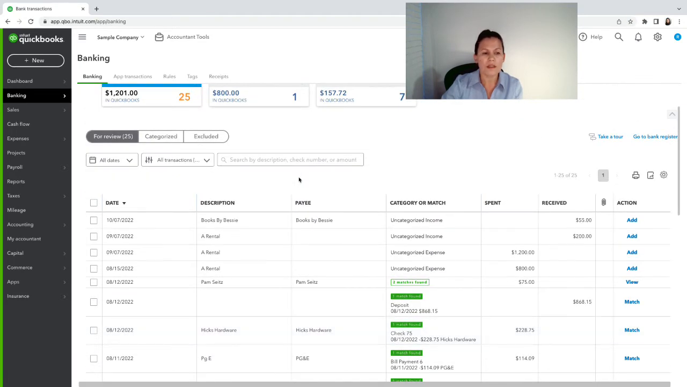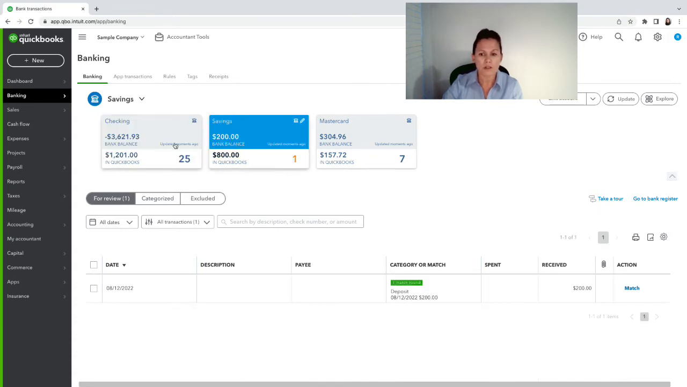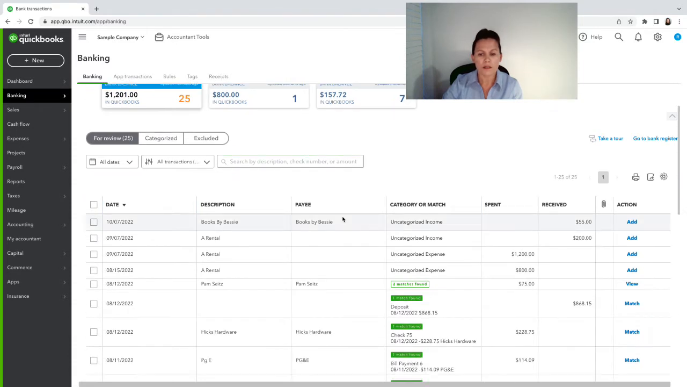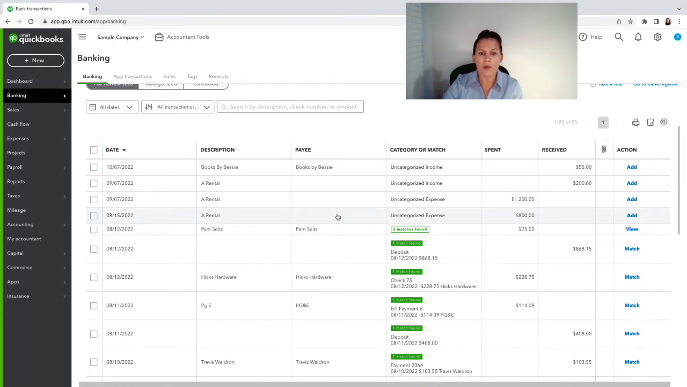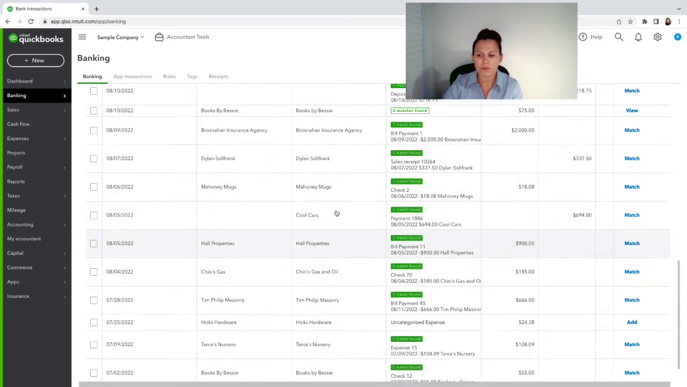And one thing that Amelia asked is, how do I know when to categorize something as a loan? When do I categorize as an expense? And when do I categorize as a transfer? Okay, now when I have multiple accounts here, a transfer means that the money is coming from this account to this account.